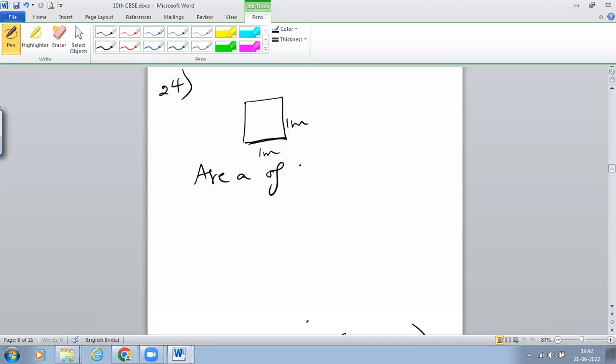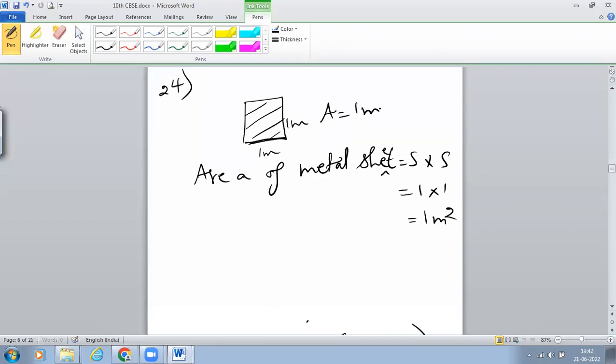What is the area of the metal sheet, ma? Side into side, right? Area of the metal sheet is equal to side into side. So side is here 1 meter. So 1 into 1 is equal to 1. So 1 meter into 1 meter is 1 meter square. So the area of this metal sheet is 1 meter square. What is the area, ma? 1 meter square. So one metal sheet is having 1 meter square.